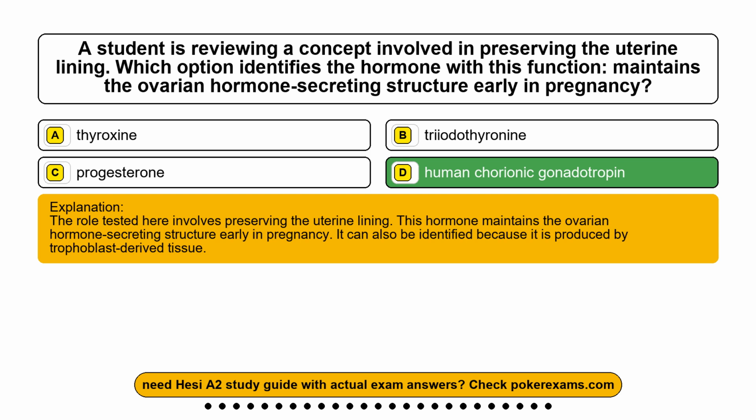The role tested here involves preserving the uterine lining. This hormone maintains the ovarian hormone secreting structure early in pregnancy. It can also be identified because it is produced by trophoblast derived tissue.